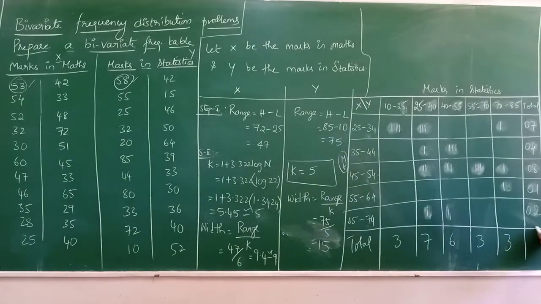Now together the ultimate total is 7 plus 4, 11, 19, 20, 22. Now here 3 plus 7, 10, 16, 19, 22. So this total and this total both should get tallied. Clear? Now this is a bivariate frequency distribution problem.